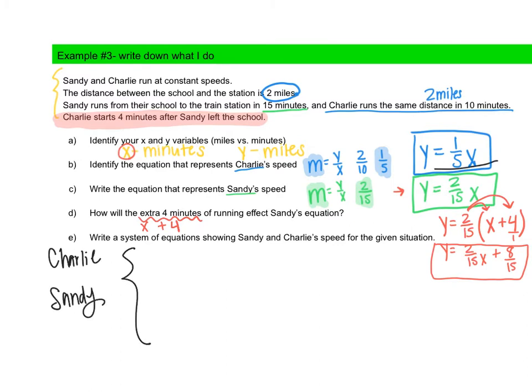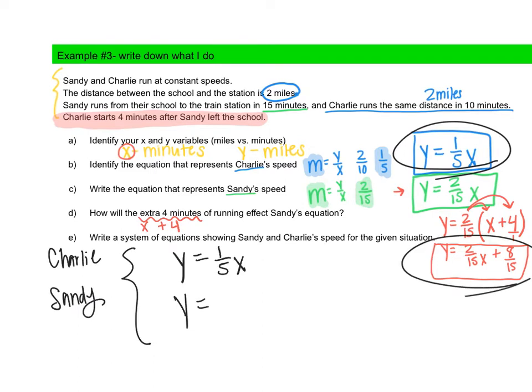So Charlie's equation was the one in blue. We never changed that. That was y equals 1/5 x. And Sandy's, after we added on those extra 4 minutes, it changed a little bit. It says now y equals 2/15 x plus 8/15. And this is our final answer for our system of equations here. Please make sure you have all this down, and we're going to go into our lesson new learning and talk about what we've learned so far today before you work on your exercises.